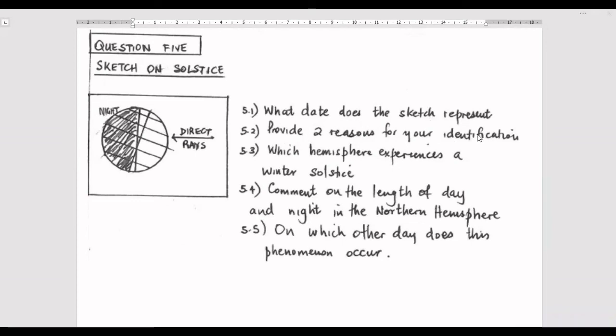Give 2 reasons for your answer. Why are we saying that it's the 21st of June? Why are we saying it's a winter solstice? Which hemisphere experiences the winter solstice? We get the winter solstice in the southern hemisphere.